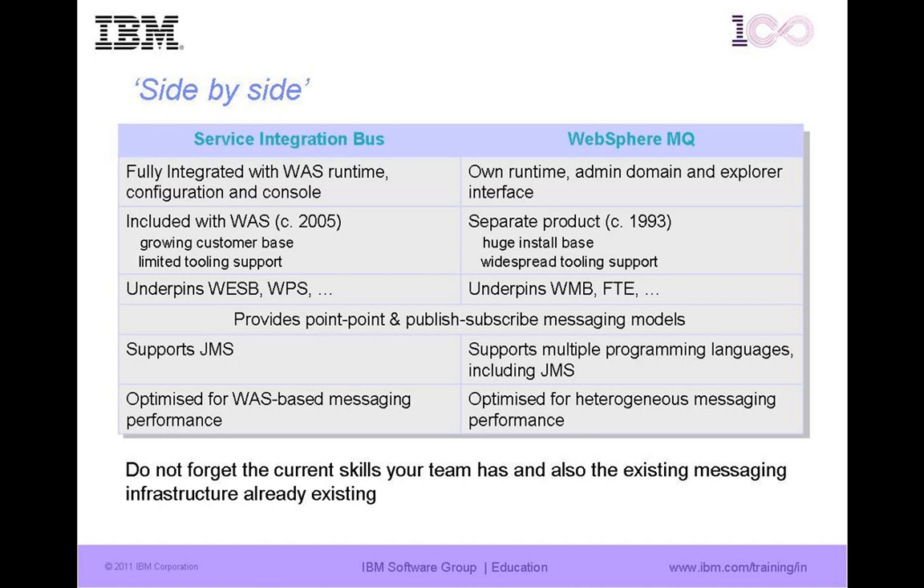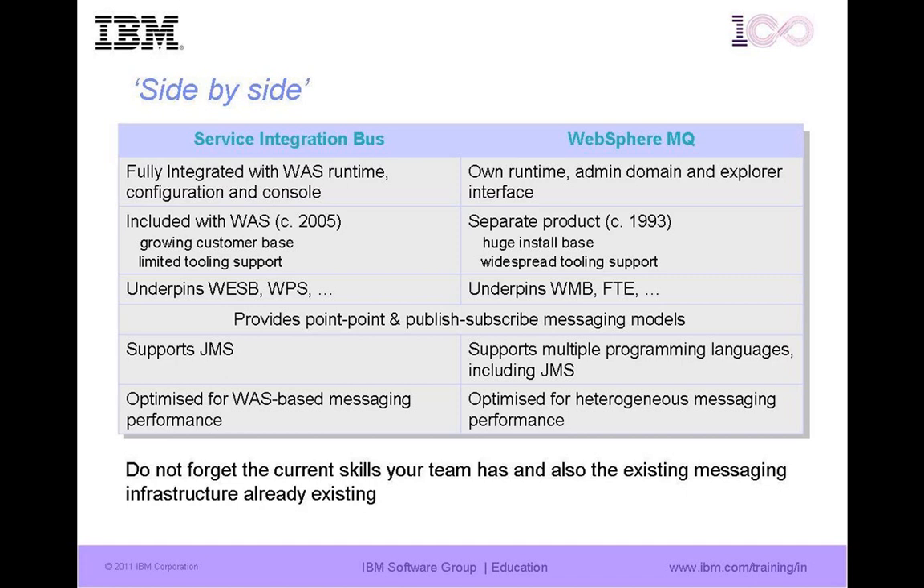What you can see on your left-hand side talks about some of the cool features of the service integration bus, which is fully integrated with the WAS runtime and can be configured within the console itself. Whereas WebSphere MQ has its own runtime, its own admin domain, and the Explorer interface. So whenever we want to use WAS and MQ, both of them will be two different runtimes. SIBus has been with WAS since 2005, and we have a growing customer base. Of course, it has limited tooling support as of now, but WebSphere MQ has been with us for more than two decades, and it has a huge install base and a widespread tooling support.